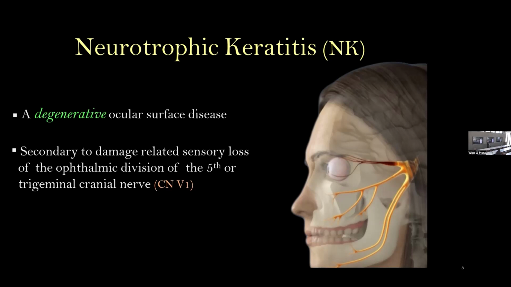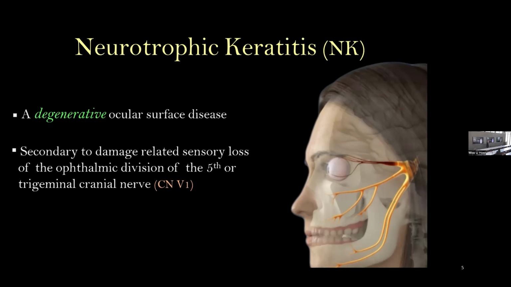It does, however, take a lot of damage, I mean a lot, before you actually see manifest neurotropic keratitis. Hypoesthesia, loss of sensation, does not equate to neurotropic keratitis. By definition, you have to see the change, the degenerative change on the surface, before you qualify as neurotropic keratitis.